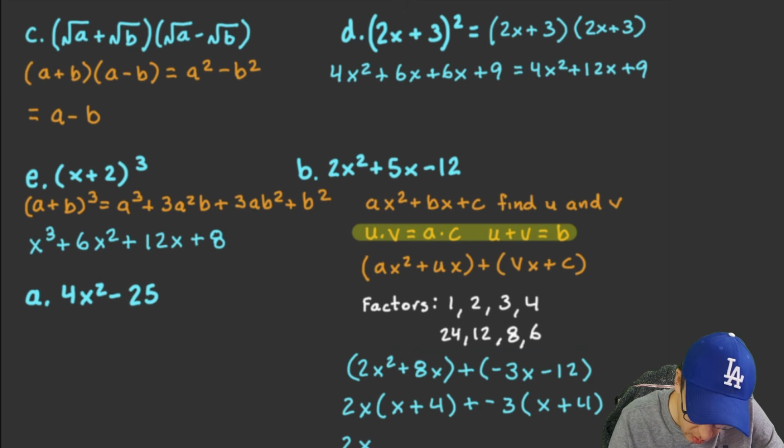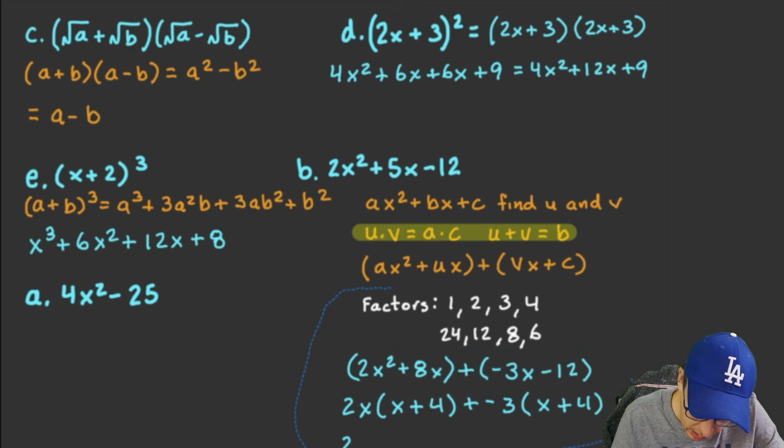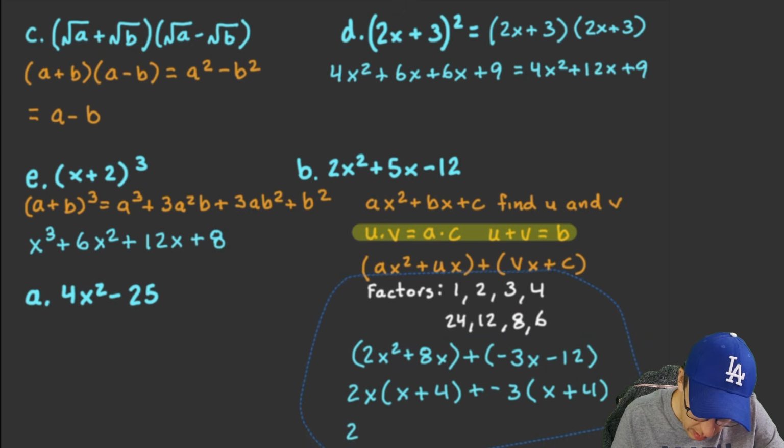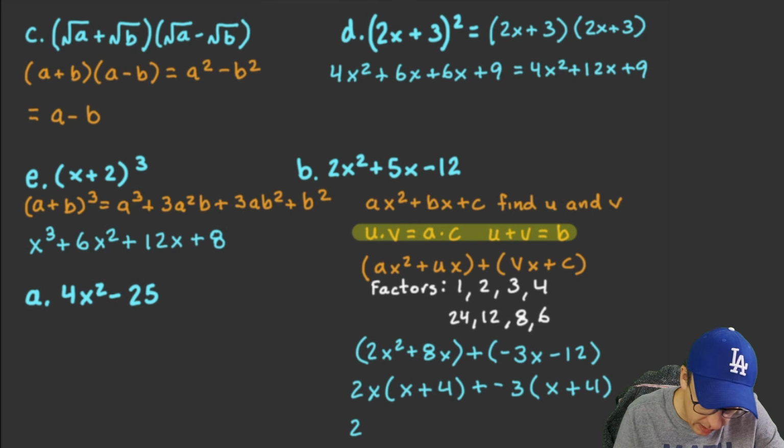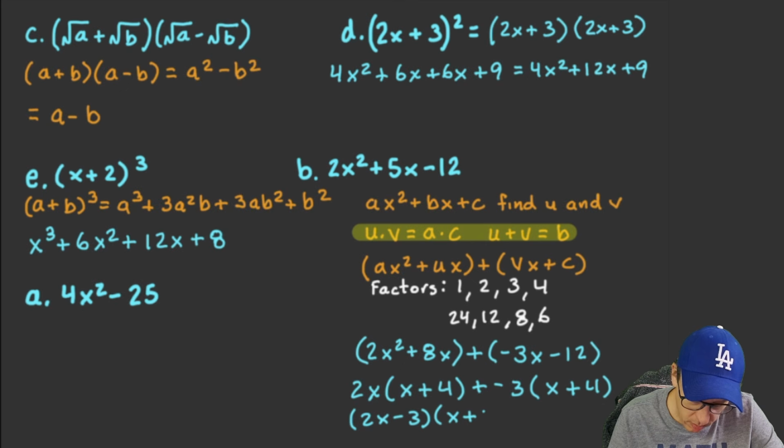Oops, it's not on the screen. Let's give myself just a little bit more space. So let's grab that right there and move it up so that we can get our final answer in here. Like that. Okay, so this gives us our final answer of 2x minus 3 times x plus 4.